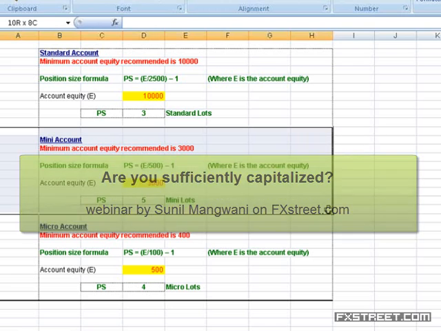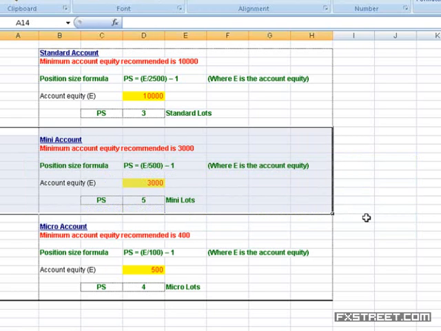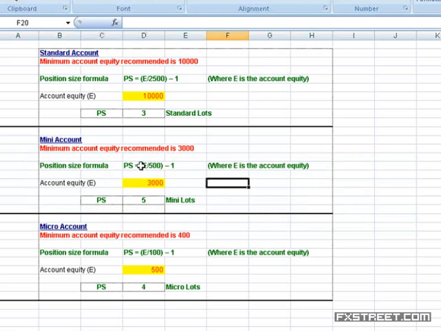I trade my mini accounts even though I may have $6,000 to $7,000 in my account. I prefer trading a mini account. Now this is formulas, mathematical formulas. It's not mine. You do a search on the net, you'll come across this. Professional traders follow this. The position size for a mini account is E, your equity, divided by the figure 500 into bracket -1, which simply means that if I start my account with $3,000, I can trade a max of 5 mini lots.